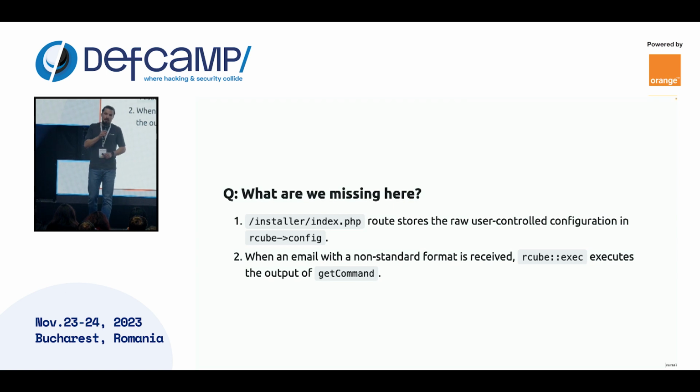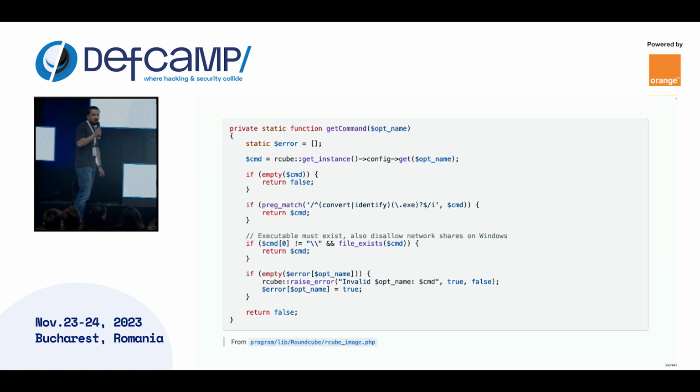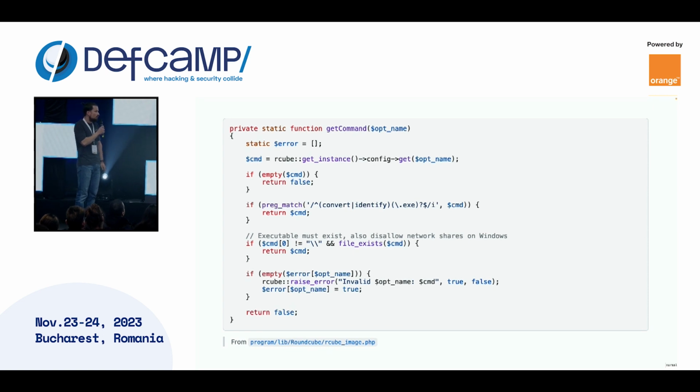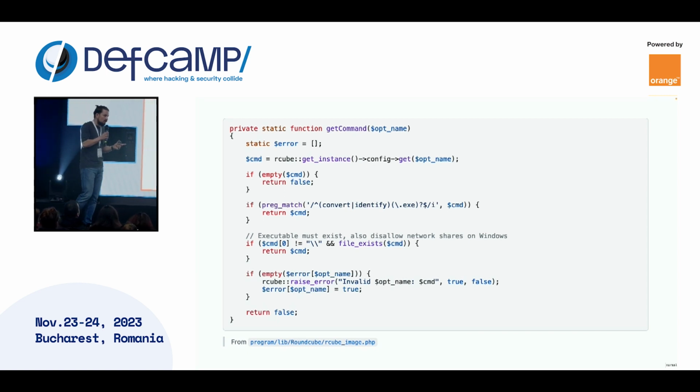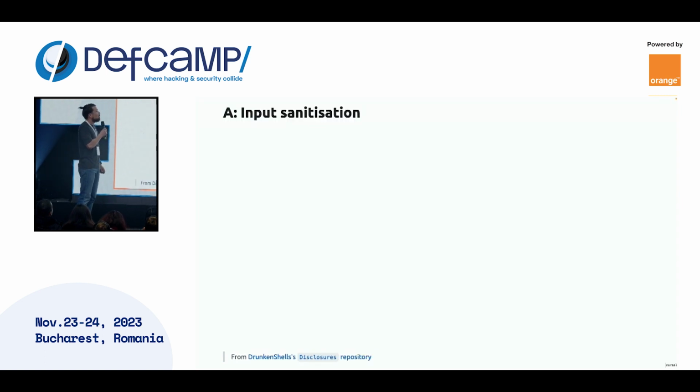For this, Roundcube leverages a method, namely rcube_exec, that will execute the output of a function, namely getCommand. And this is the getCommand function. What you can see here is a sequence of multiple checks, and the third one is of interest for us: Roundcube will check that the configuration pushed by the administrator is a valid file in the operating system. So my question here is, what is missing? And the answer is input sanitization.